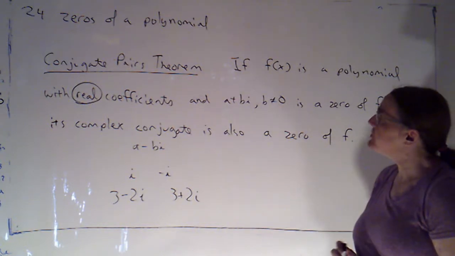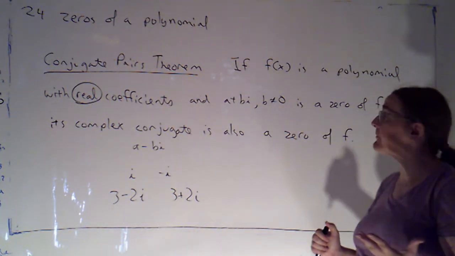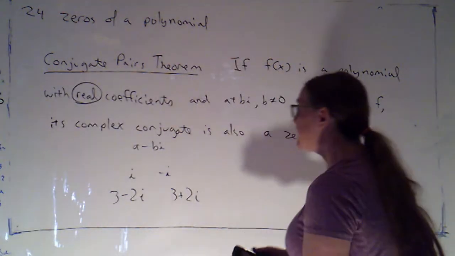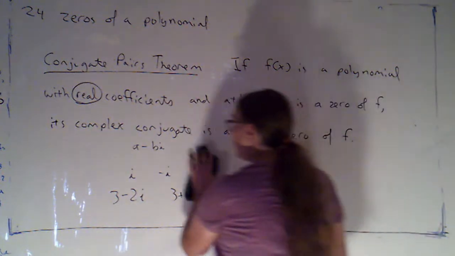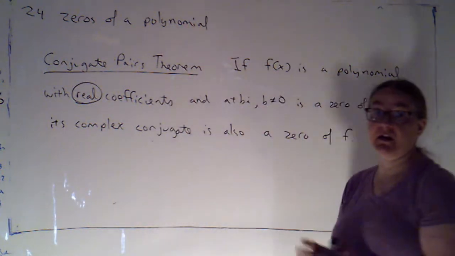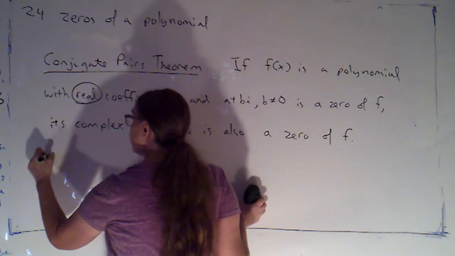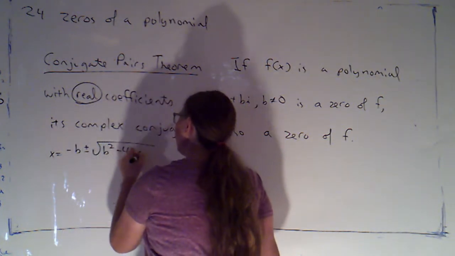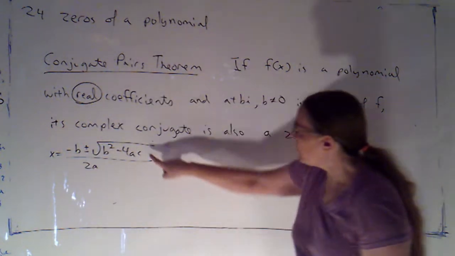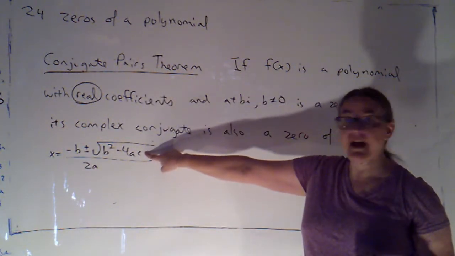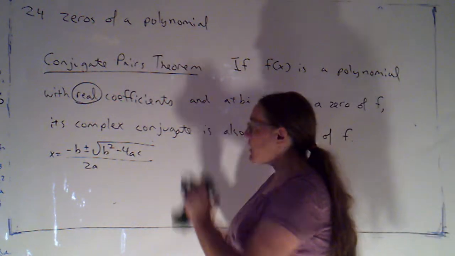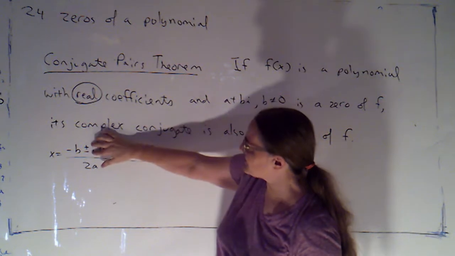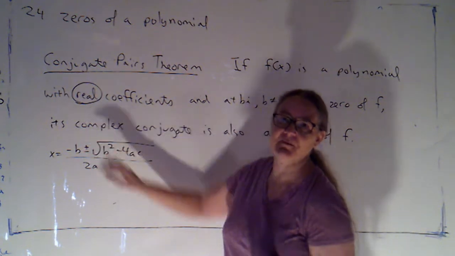Now that shouldn't come as too big of a surprise, because whenever we've had non-real zeros, they have come in pairs like this, and that's because we've generally gotten them by using the quadratic formula. And when we use the quadratic formula, we get x is the opposite of b plus or minus the square root of b squared minus 4ac all over 2a. When this part under the radical is negative, then we get complex non-real numbers, and you can see right there we're getting the conjugate pairs.